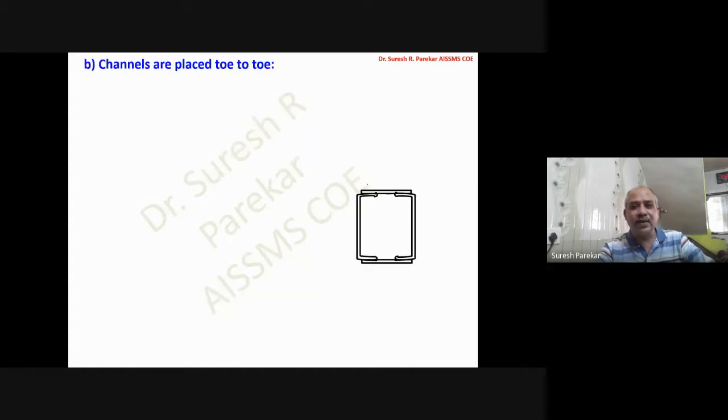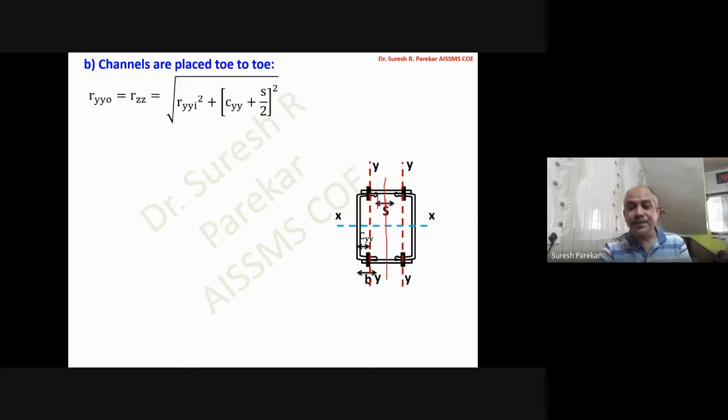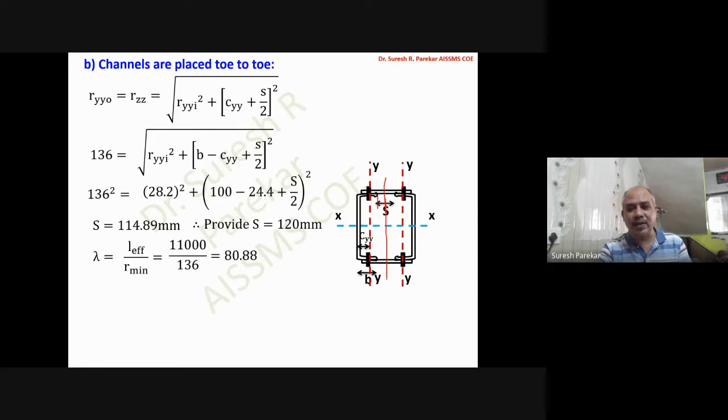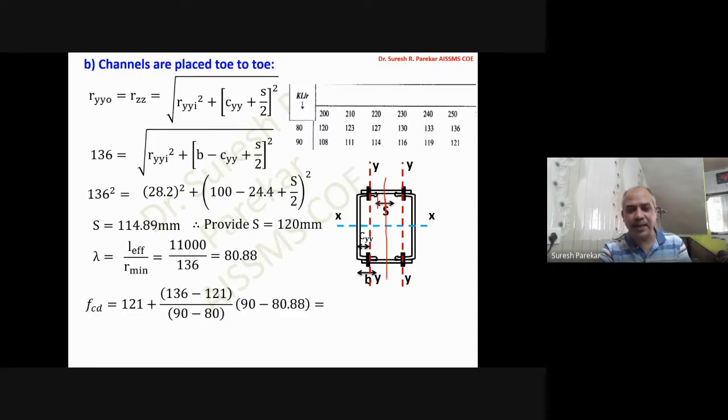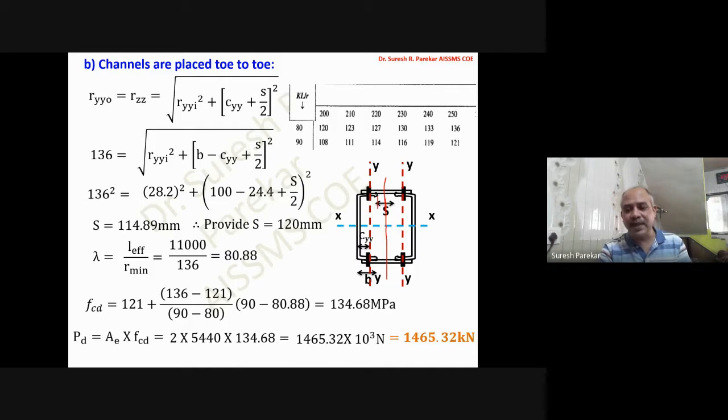And then last we have channels placed toe to toe. Now I will go a little bit fast. So we are going to be in this fashion. Now what change are we going to get here? We have CYY plus S by 2. Here we are going to get B minus CYY. So this distance we are going to get as B minus CYY. And then we have S by 2, because the YY of the overall section will be from the center. And then by this we can calculate the value of S, which will be 120 millimeters. Lambda remains the same, FCD remains the same, and we will get this as greater than 1450 kilonewton, and therefore safe.